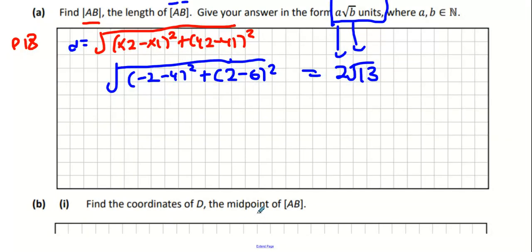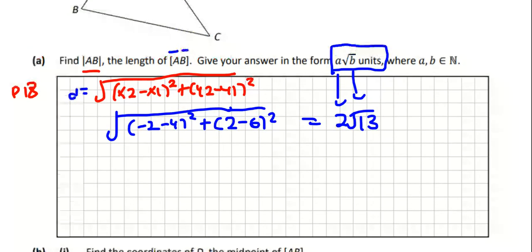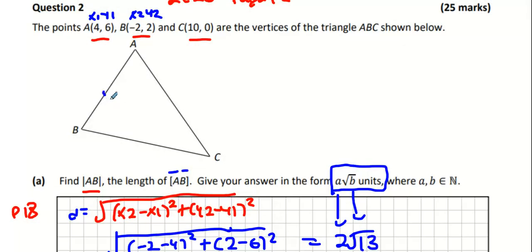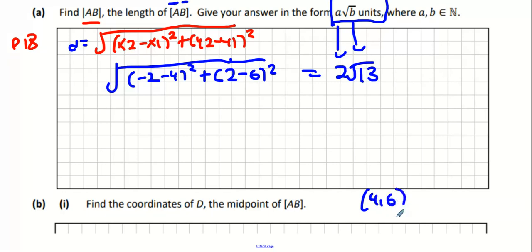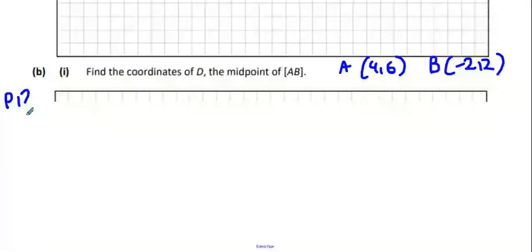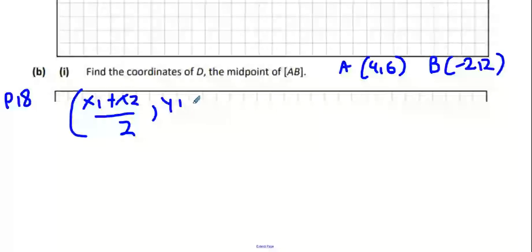Okay. Find the coordinates of the midpoint of AB. So they want the midpoint of AB. So once again, we're going to need 4, 6 and minus 2, 2. 4, 6 for A, and B is going to be minus 2, 2. You look up the midpoint formula on page 18 of your maths tables. You should be able to find this here for the midpoint. Okay, and that's x1, y1, x2, y2.